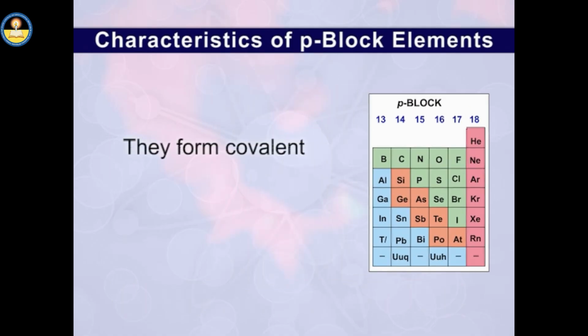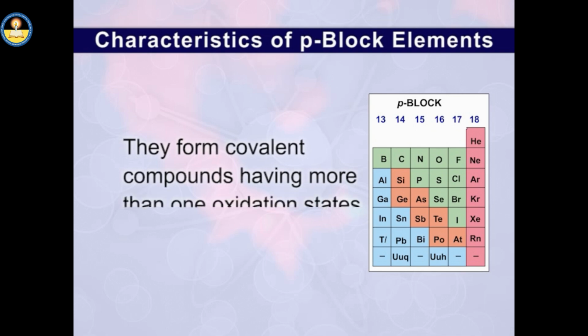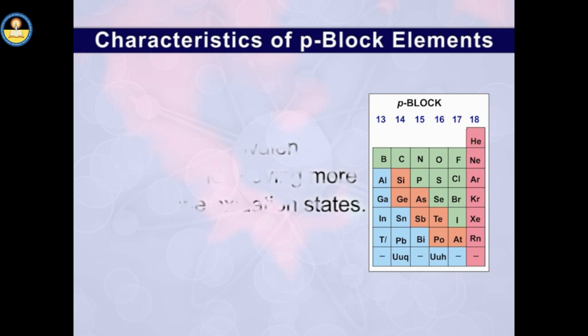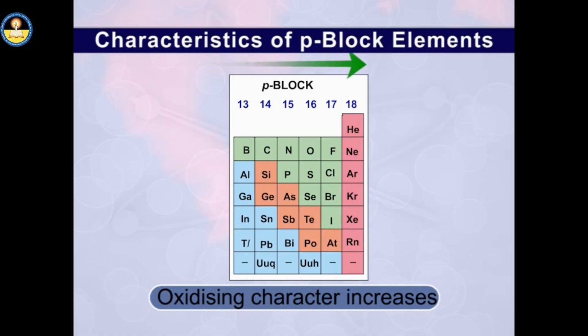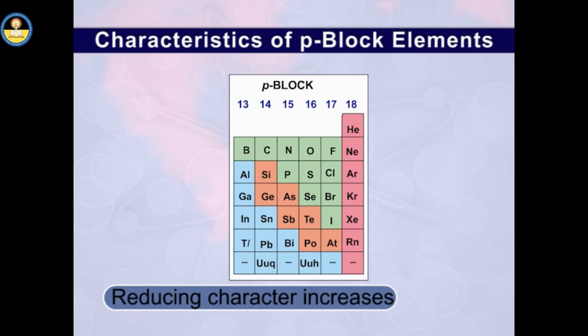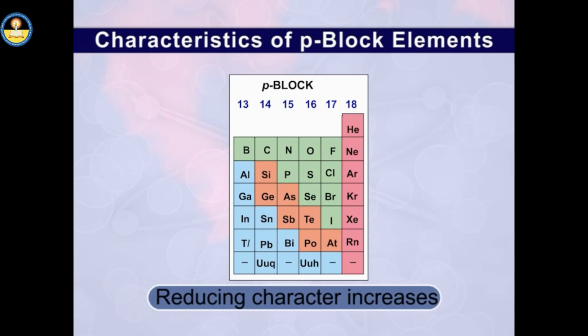They form covalent compounds having more than one oxidation state. Oxidizing character increases from left to right. Reducing character increases from top to bottom in a group.